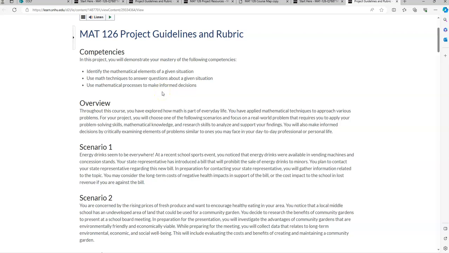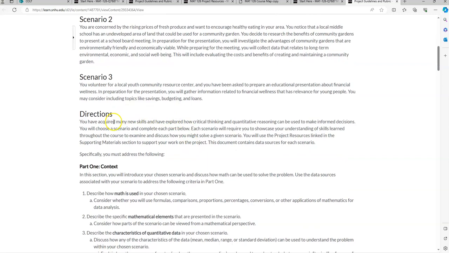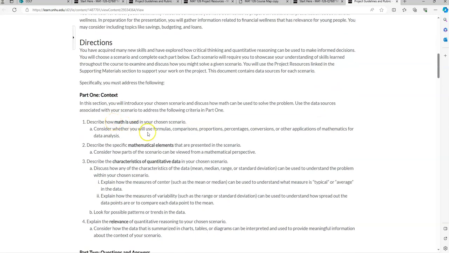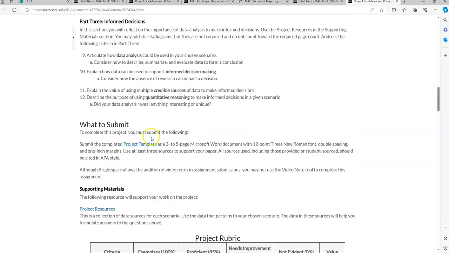What you're going to see here is a general overview of the project. You're going to choose one of 3 scenarios to base your project upon. And then there are all kinds of directions here on what you're going to do in order to complete the project. Towards the bottom, there's a nice template for you to use, so you can have an idea of how to put together this final product.